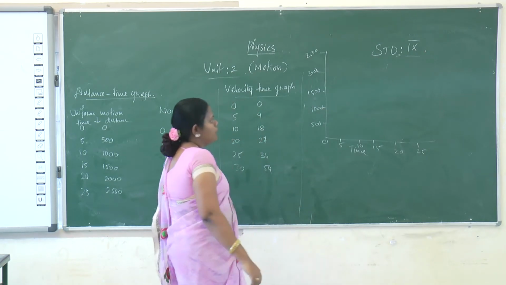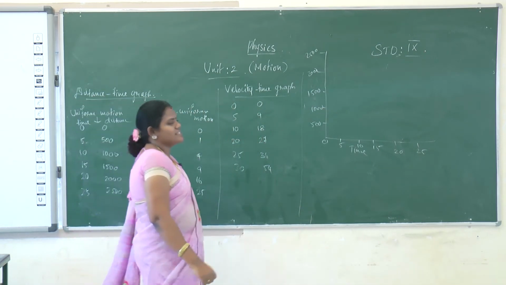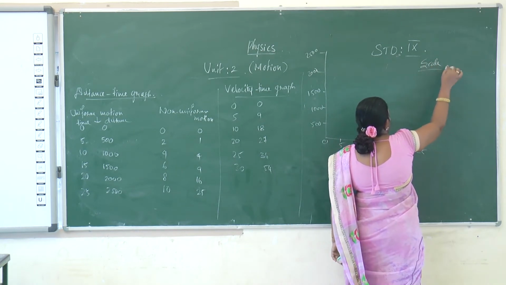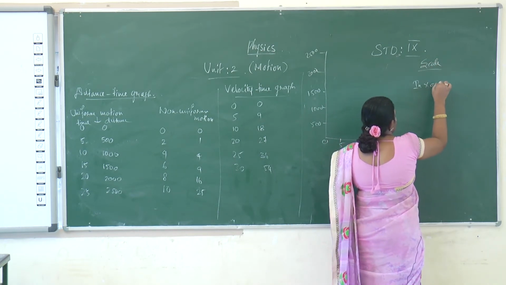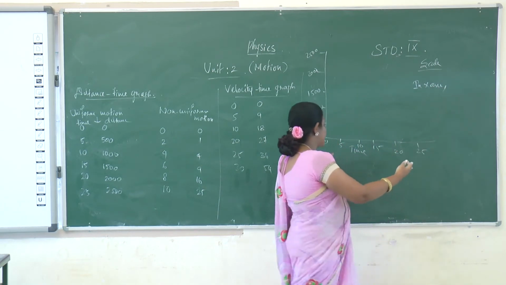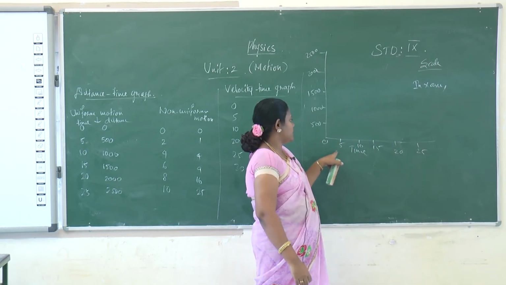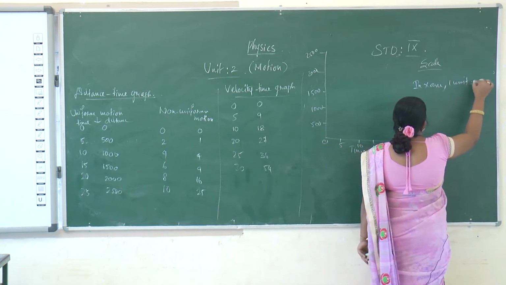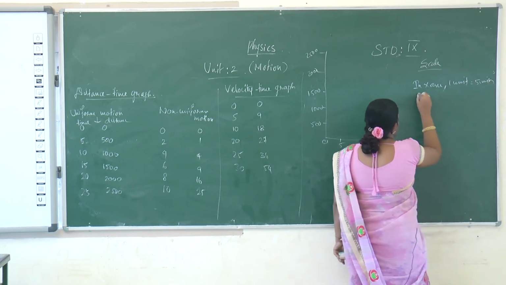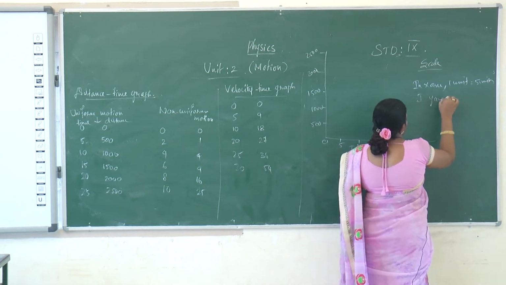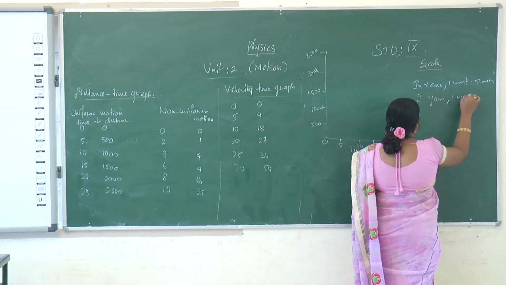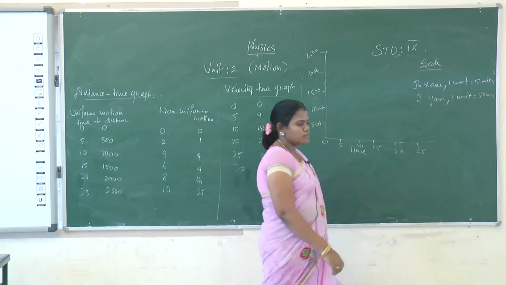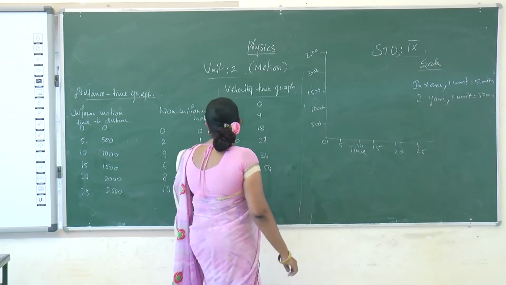Now first you mention the scale on the side of the graph. What is the scale value in the x-axis? In the x-axis 1 unit is equal to 5 minutes. In the y-axis 1 unit is equal to 500 meters. Then now plot the values.